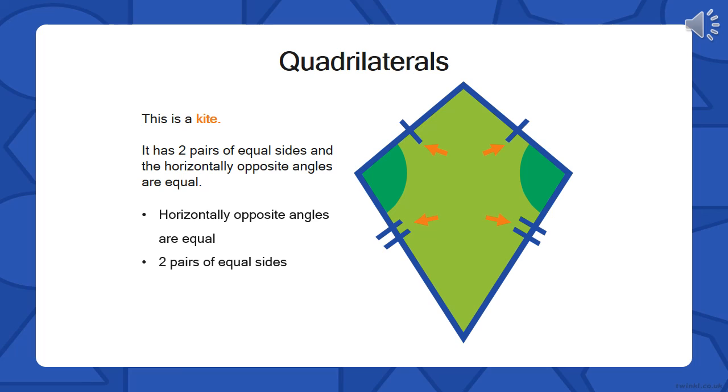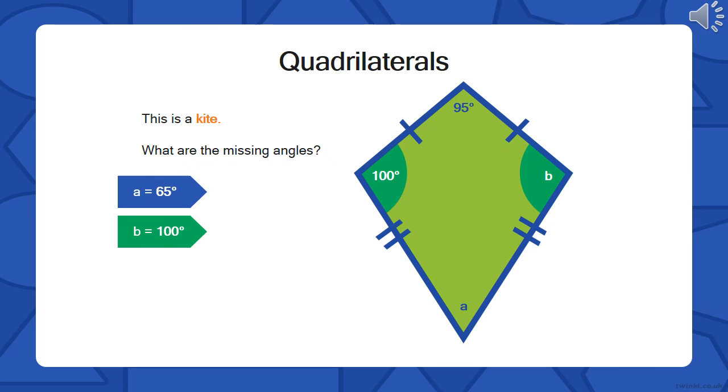And finally we have a kite. This has two pairs of equal sides and the horizontally opposite angles are equal. So we can work out the missing angle of A by understanding that the angle opposite the 100 degrees, which is B, must also be 100 degrees. So 100 add 100 add 95 is 295. Subtract this from 360 degrees will give us the answer for A, which is 65 degrees.